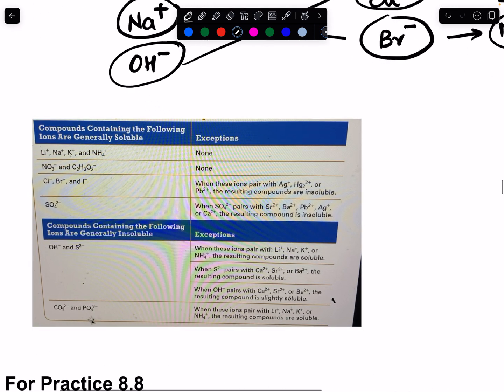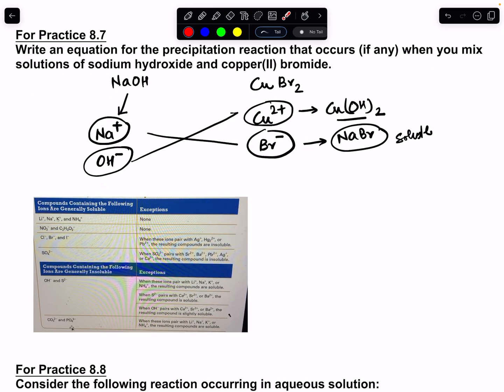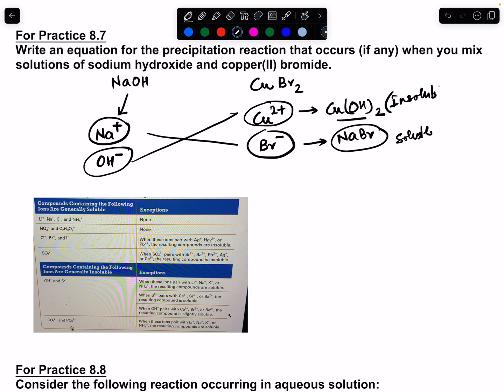In the case of any compound that has an OH-, we're going to look for they're insoluble. So let's look for the exceptions. Is copper out here when it combines with copper? No, copper's not here, not here, not here. Okay, so therefore, now we can say that this is insoluble. Therefore, this is a precipitate. So this is going to precipitate out. Okay, therefore, this reaction does occur.